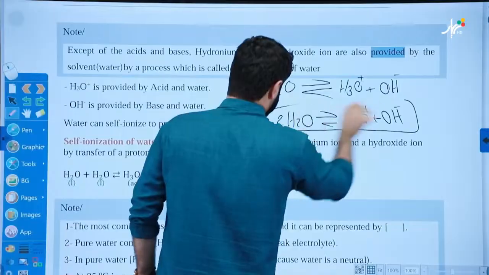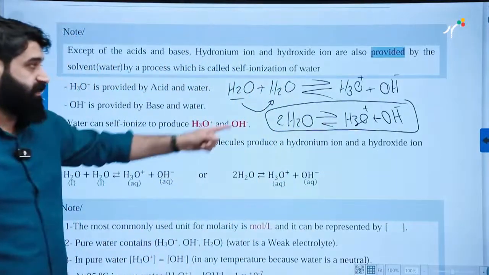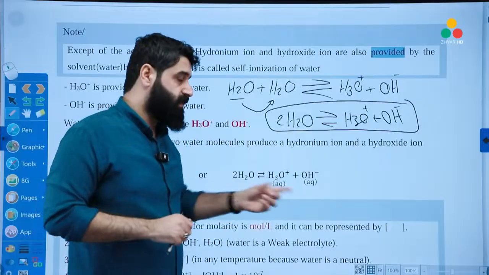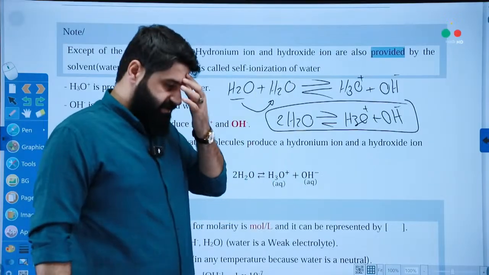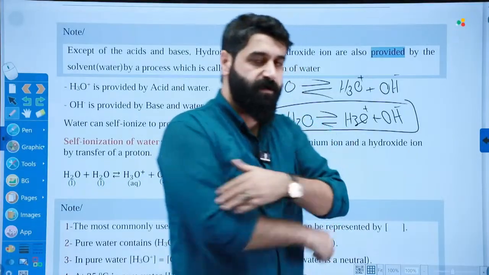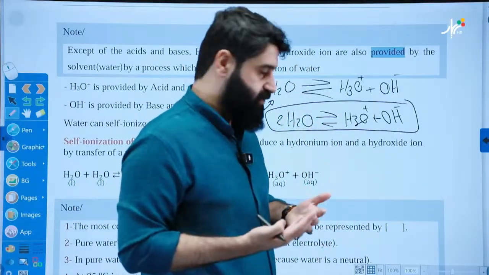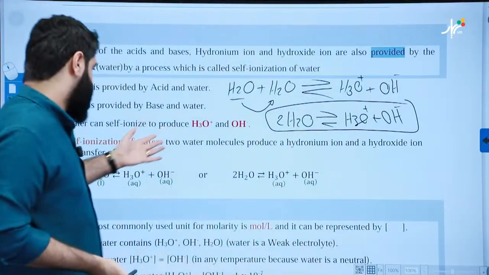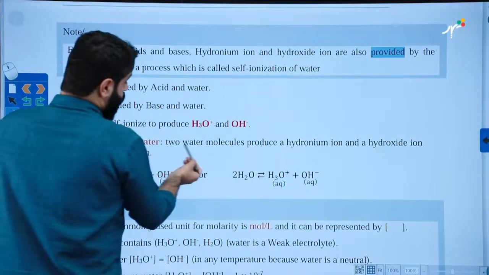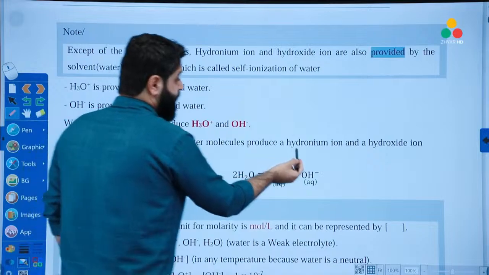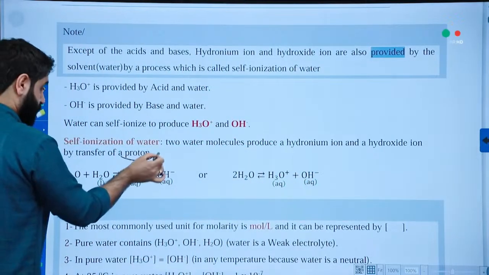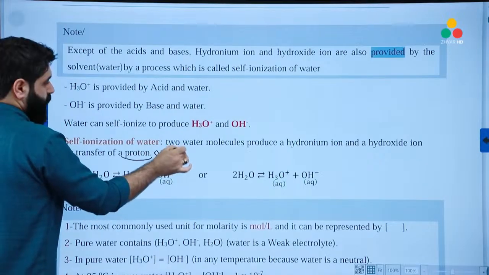It looks familiar, right? You should know this is the opposite process to the neutralization in chapter 2. Neutralization was the reaction between hydronium and hydroxide to get two water molecules, but the reverse process of the neutralization is called self-ionization of water. What is the self-ionization of water? Two water molecules produce hydronium and hydroxide ion by transferring one proton.